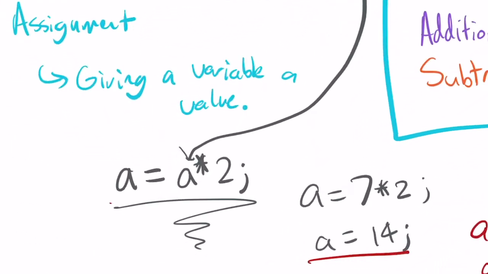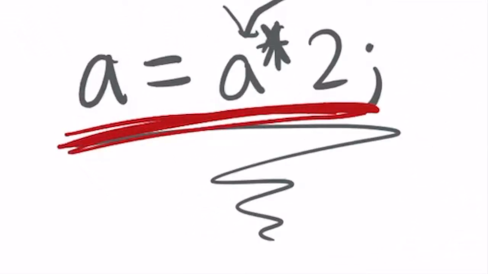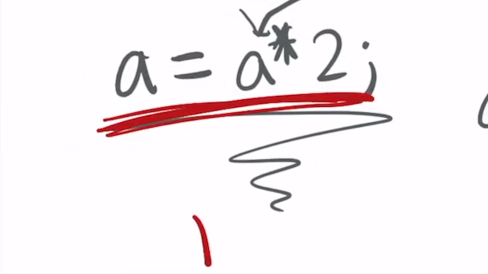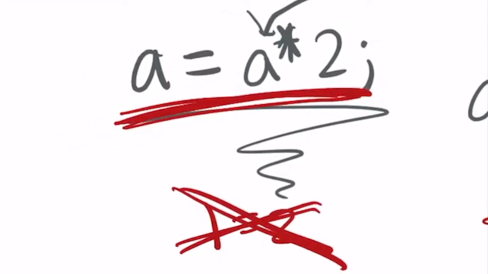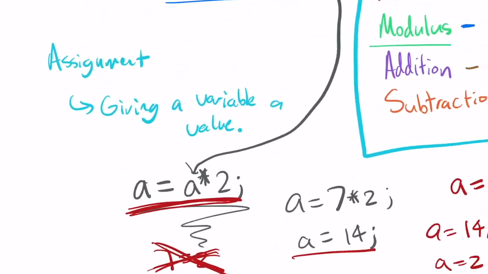Like in algebra, this statement has 0 meaning. That would mean that if we divide both sides by a, 1 is equal to 2, which is definitely not a true statement. You may not know what the modulus operator does.